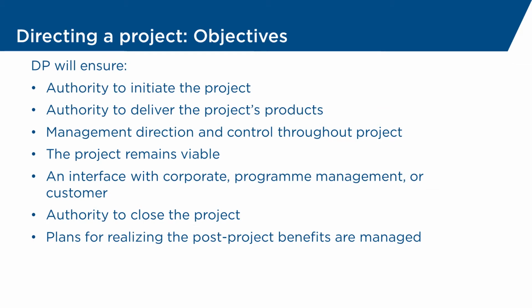The main objectives of directing a project are to make sure that there is authority to get the project started, to initiate, and that we have authority to deliver the project products. They're going to provide direction and control throughout the project, so they provide a level of governance on the project manager to make sure that the project manager is under control from a business point of view. They have a responsibility to make sure that the project remains viable.